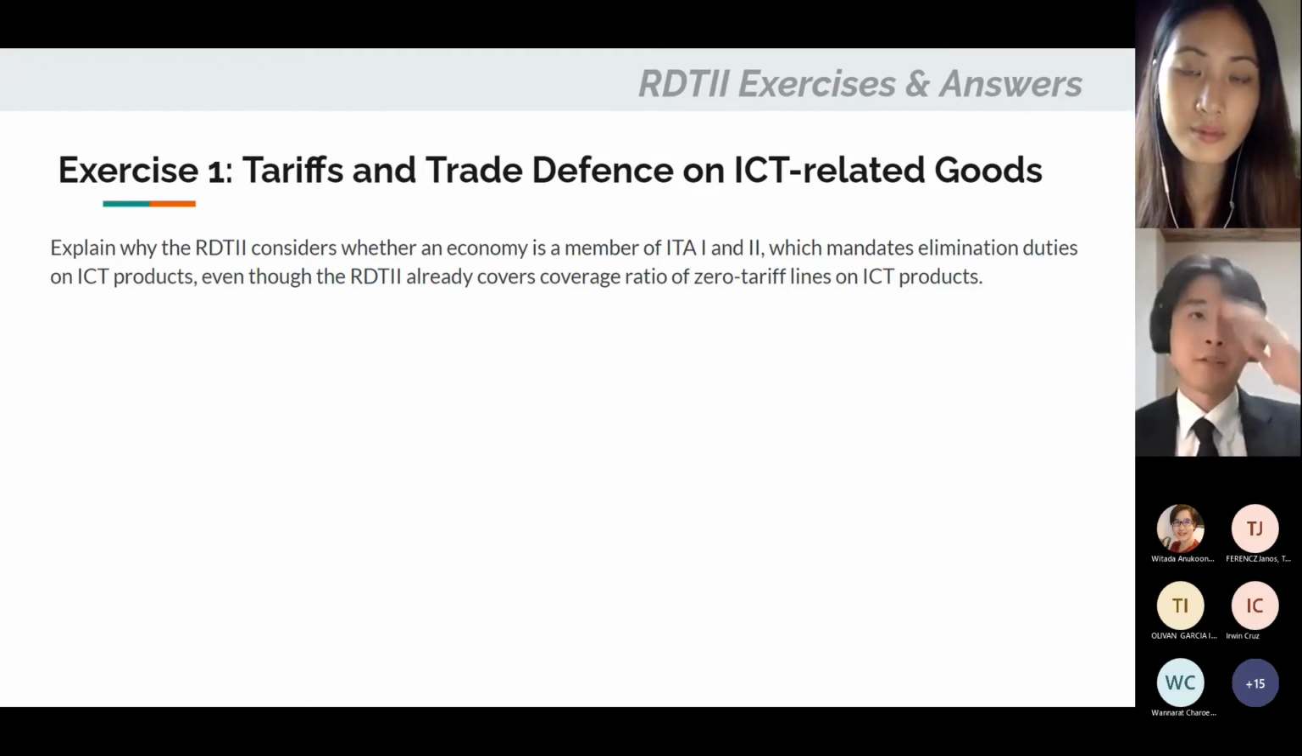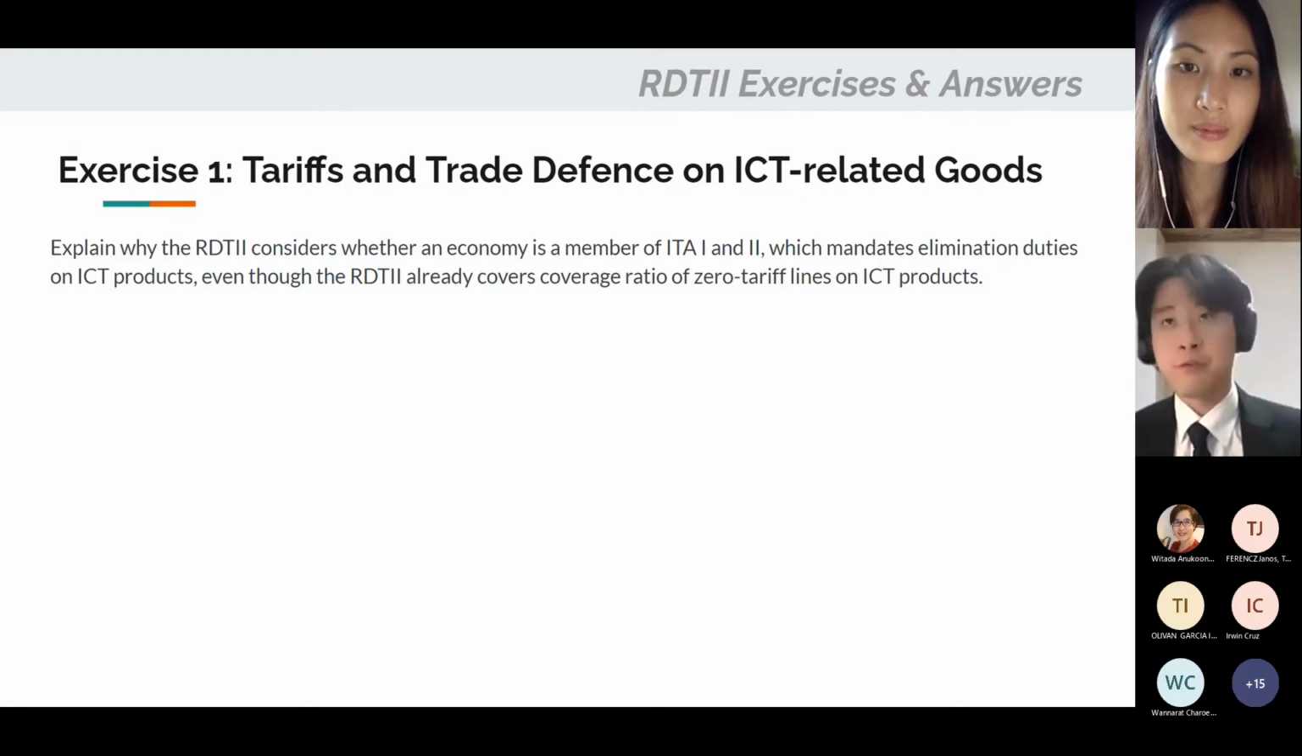So the question asks, why does Pillar 1 include the two sub-pillars? Because they look similar. ITA is about eliminating import duties, and coverage ratio is basically a factual inquiry: how many zero tariff lines there are. So isn't it overlap? Isn't it double scoring?